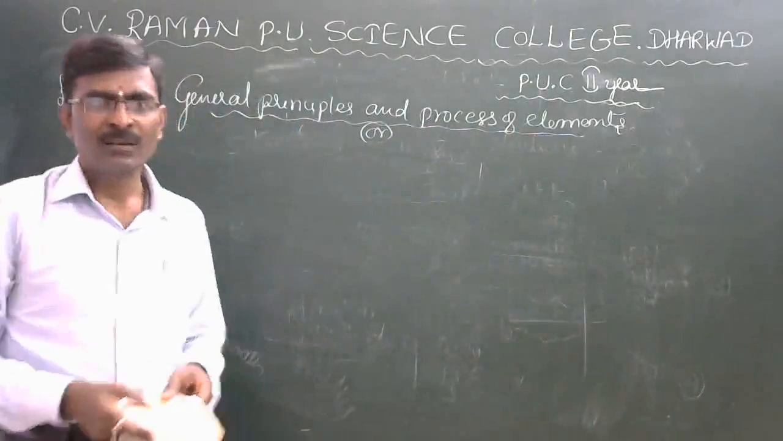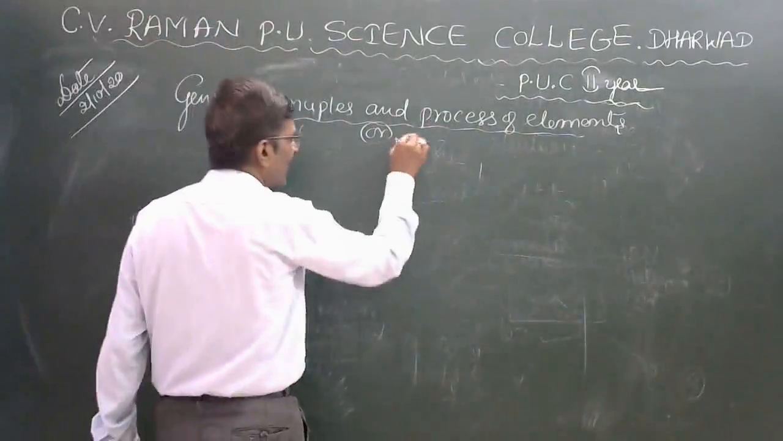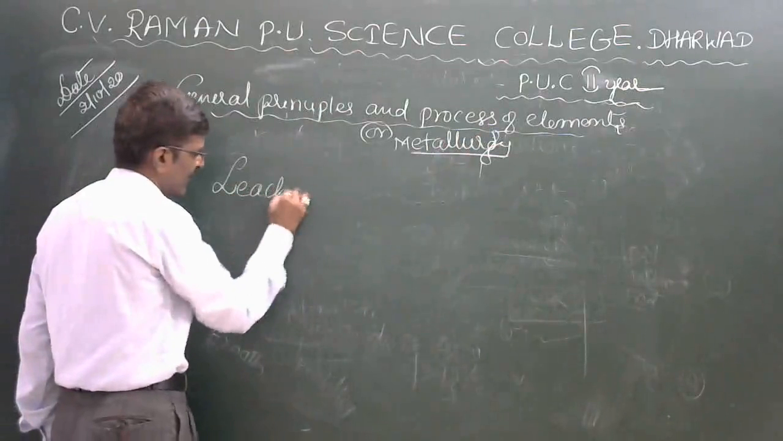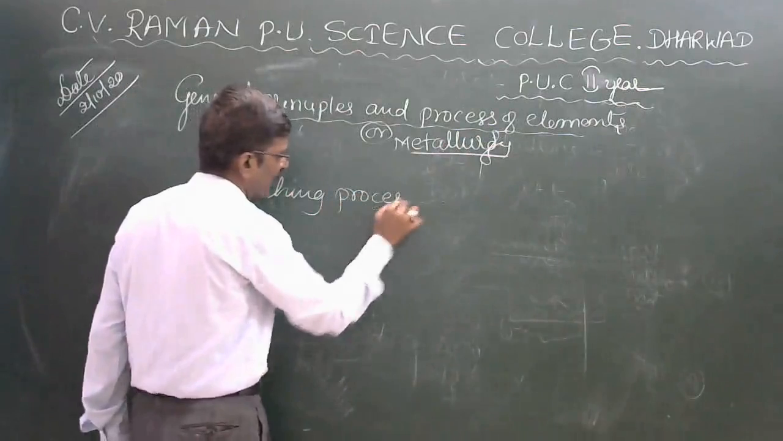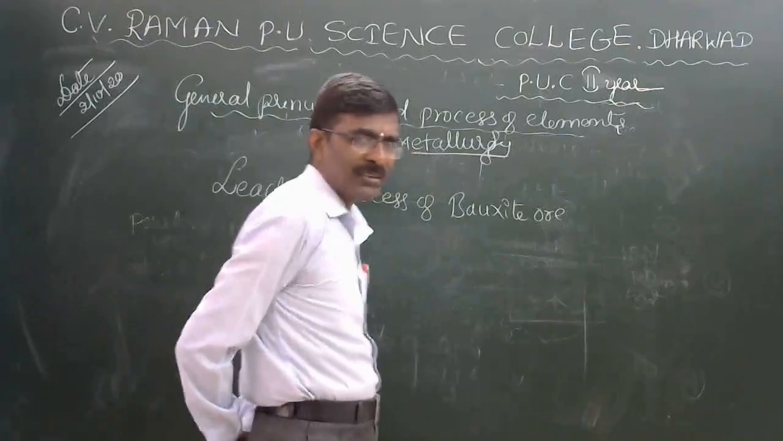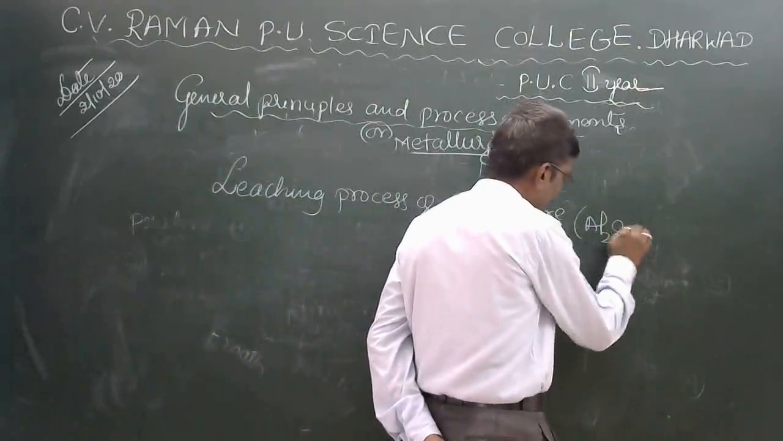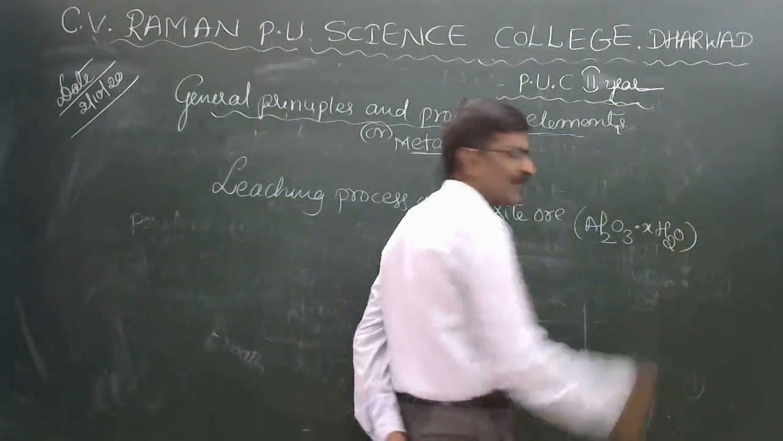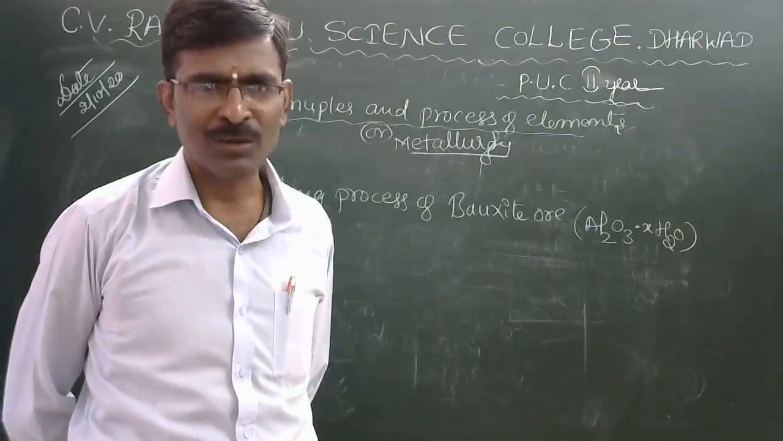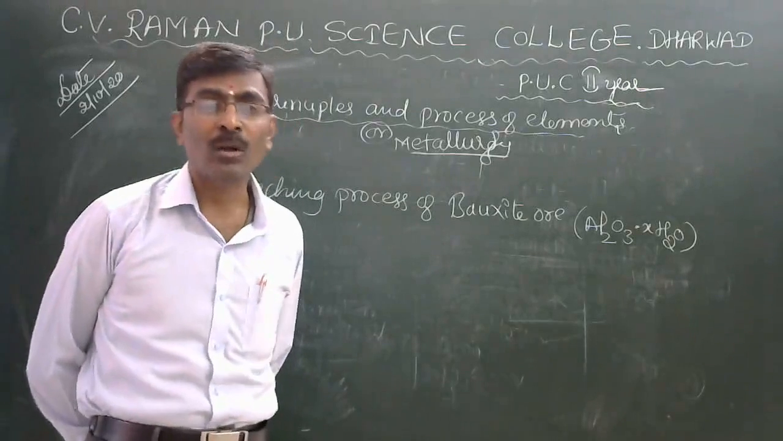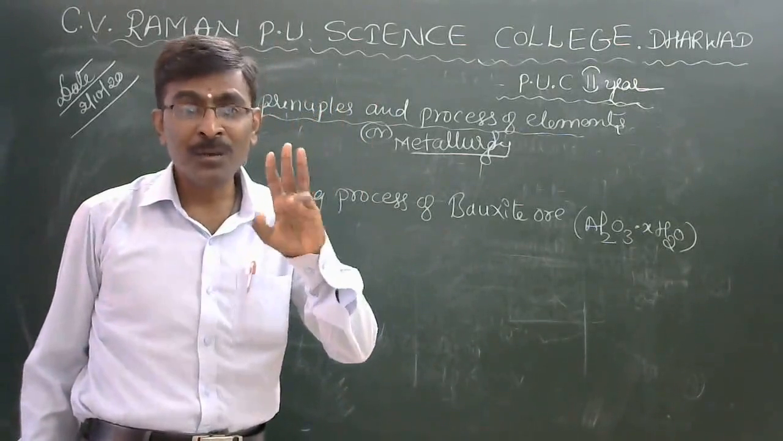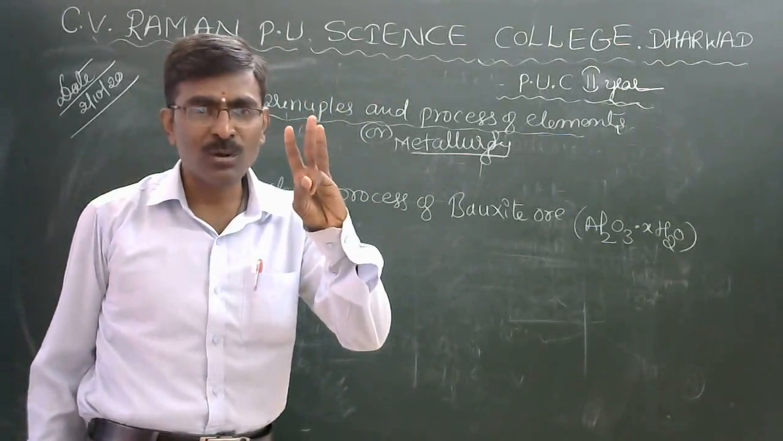Leaching process. So here, what does leaching mean? I am telling you a very important concept now: the leaching process of bauxite ore. Bauxite ore has the formula Al2O3 into X mole of water, where X mole of water means the number of water molecules. Bauxite ore is abundantly available in the earth's crust. The third most abundant element is aluminium.